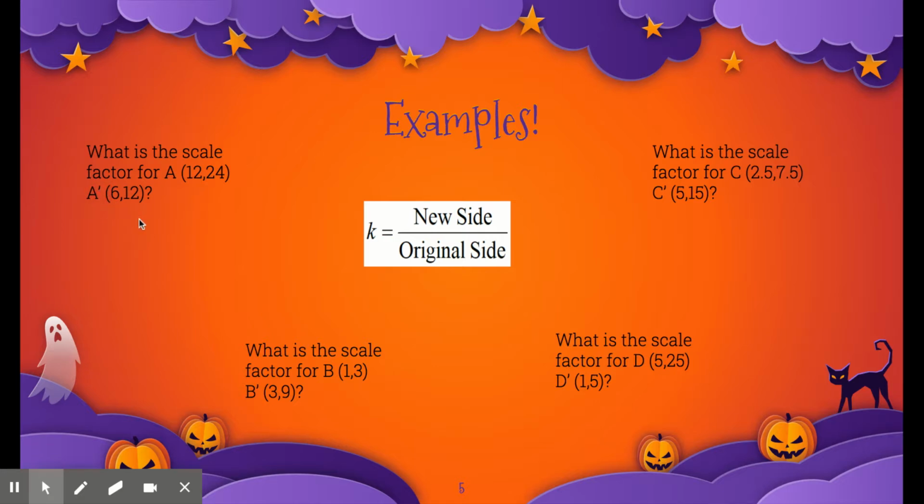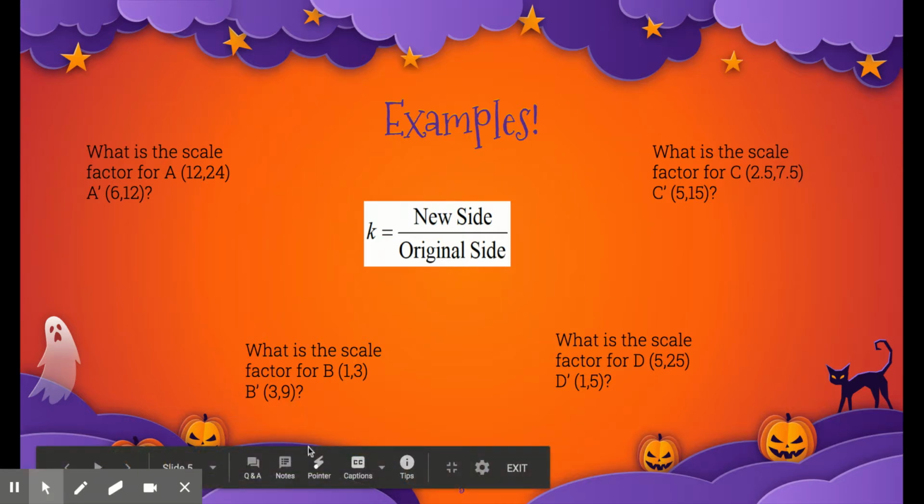So if I did 12 over 24, I should get a half, right? Just 1/2. So if I get 1/2, we know that that's less than 1, and that is going to be a reduction. And it'll be the same thing if I chose to do 6 and 12 right here, this x divided by this x. 6 divided by 12 is 1/2 as well, right?